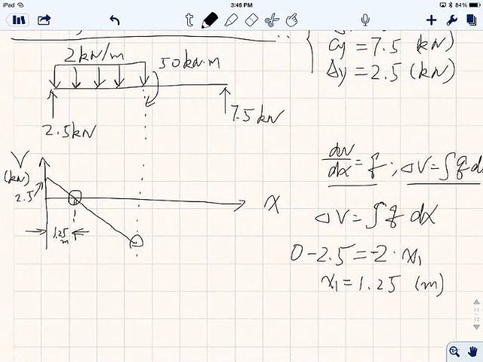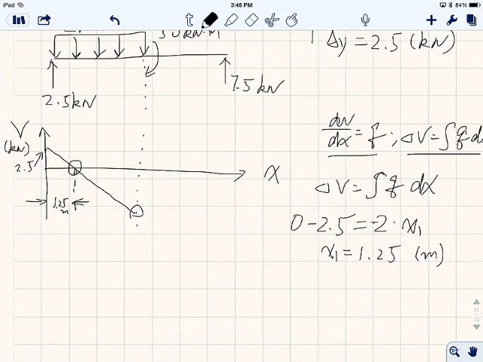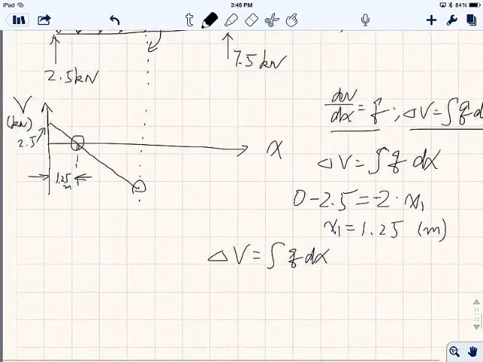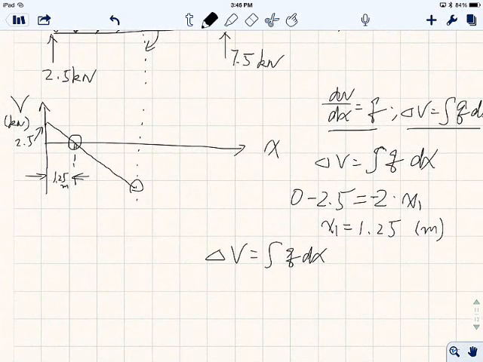All right, so this is 1.25 right here. Okay. All right, and the next thing is I want to know this point. What's the value on the y-axis, which is the shear force, right? Again, we use the same equation. So delta V equals integration Q dx. Now this time, let's say this is point B, VB. Okay, so VB is the ending point, and the starting point is 0.